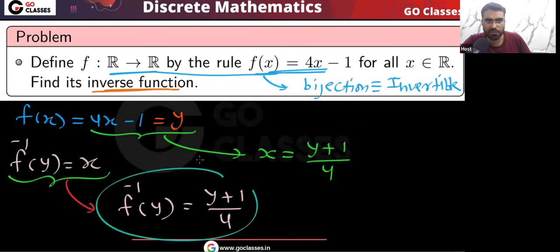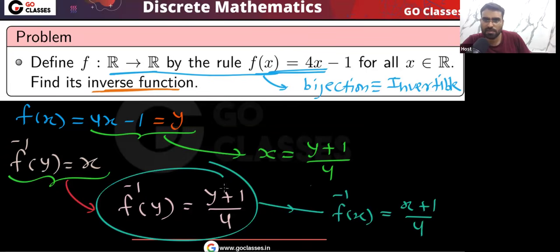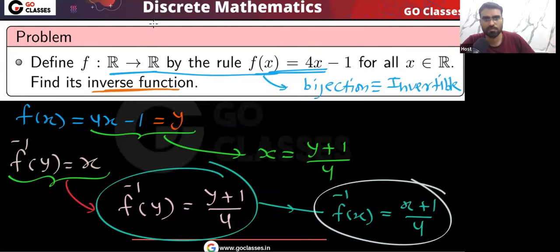Now, can you find f inverse x? Yes, you can find f inverse x. Very easy. Do you agree with me? Finding the inverse is very easy. You have to apply this same fixed method.